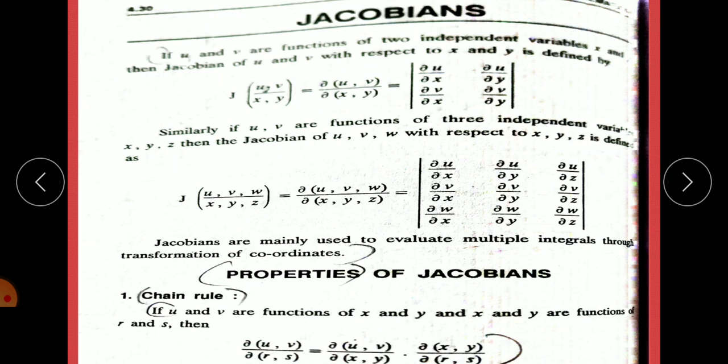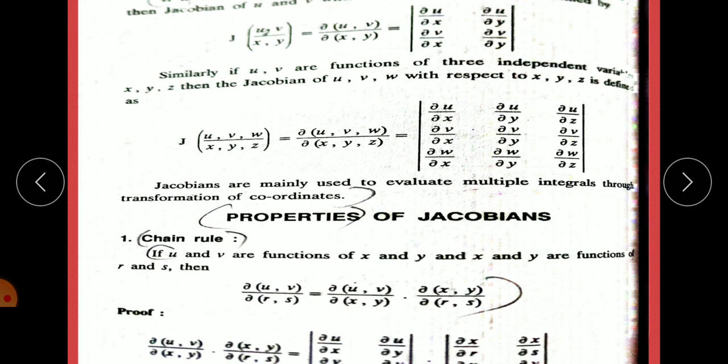Next, if it is three variables u, v, w with respect to x, y, z, it can be written as the determinant: dou u by dou x, dou u by dou y, dou u by dou z, dou v by dou x, dou v by dou y, dou v by dou z, dou w by dou x, dou w by dou y, dou w by dou z. We are going to use these in multiple integrals with coordinates. So please write the Jacobian's definition in the notebook.